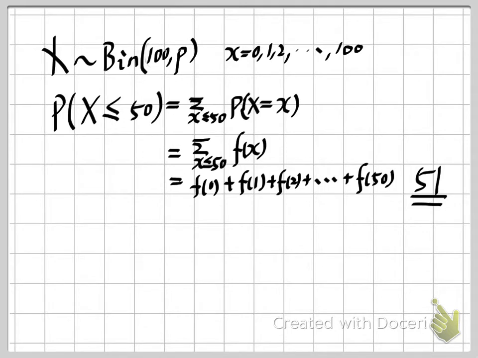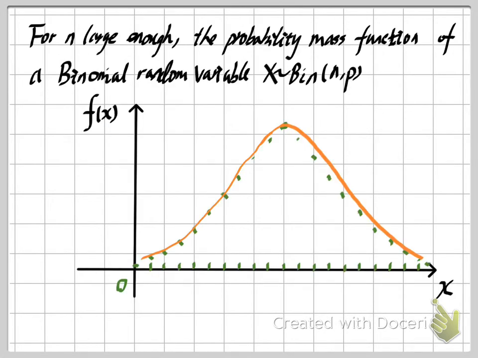And each of them, by the definition, is n choose x times p to the power x times 1 minus p to the power n minus x. So you will find this is a really annoying computation. Even with a calculator, it still takes us a long time to compute when n is really large. So what we can do is, because in the graph we know that when n is large, the binomial random variable really looks similar to a normal random variable.